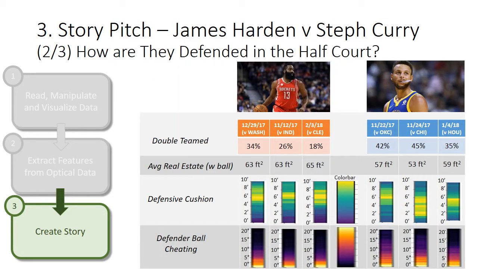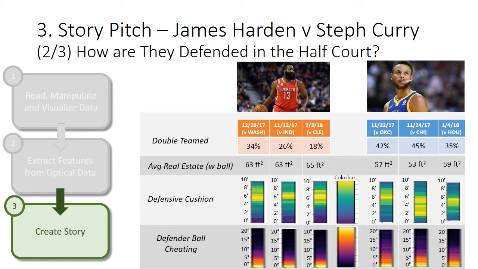Next thing I looked at was defensive positioning. So how are these 2 defended by their opponents? There are 4 metrics shown up here, and I'll step through them really quickly. First thing I looked at was how many of the plays in the half-court offense they are double teamed. Steph Curry faces a lot more double teams than James Harden, and that bore out in the data.